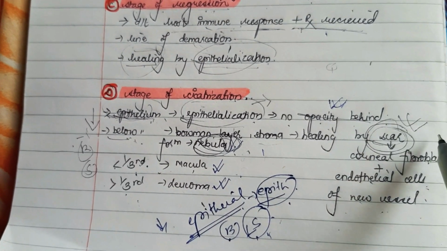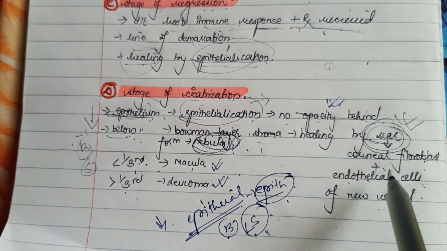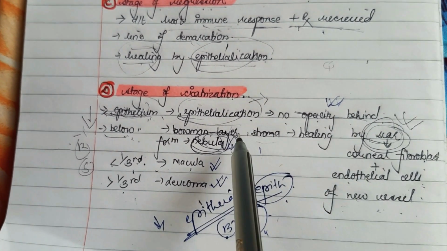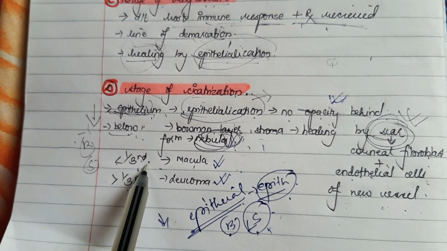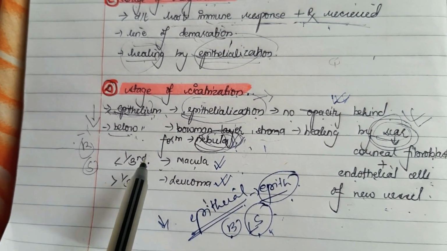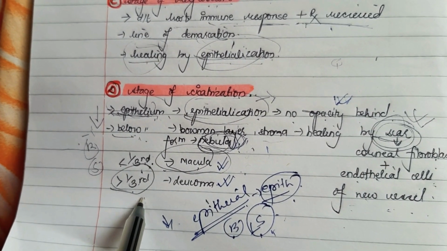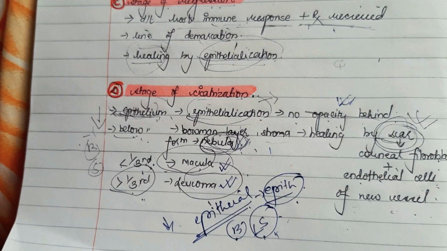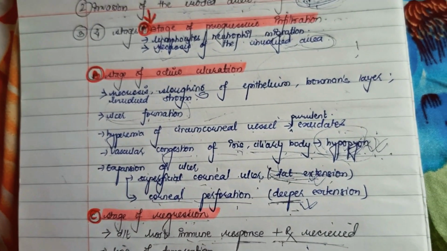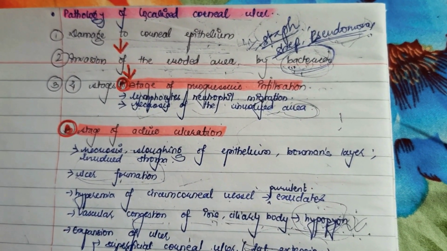This scar tissue is formed by corneal fibroblasts and endothelial cells of the new blood vessels. And if less than 1/3 of the stroma is involved, it is known as macula. But if more than 1/3 of the stroma is involved, then it is known as leukoma. This was about the pathology of the corneal ulcer.